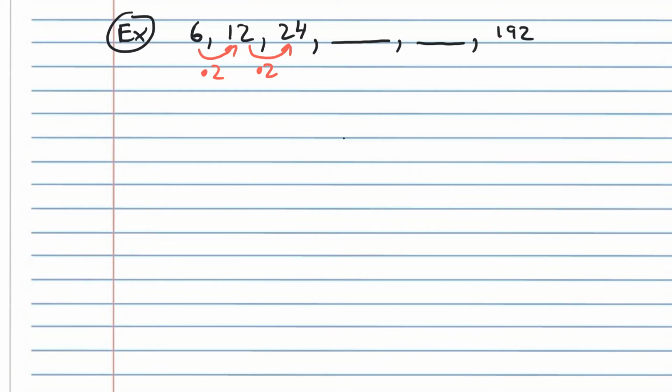So let's keep going. 24 times 2 is 48. Let's try again. Times 2. 48 times 2 gives you 96. Again, use a calculator, not a big deal. And if we did it correctly, 96 times 2 should give you 192, which it does. So we're good. And again, the rule, if they ask you to write it, is multiply by 2.